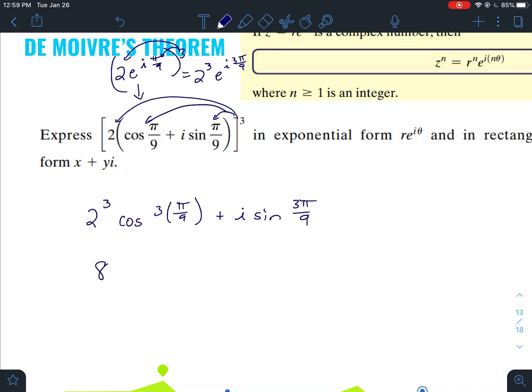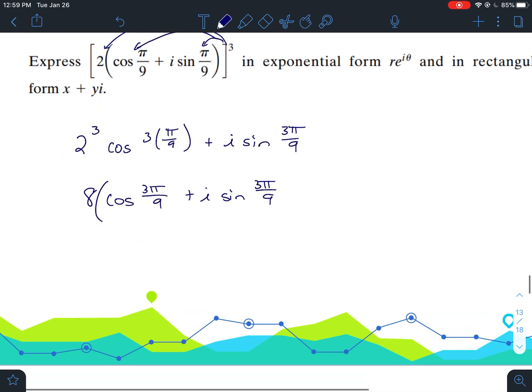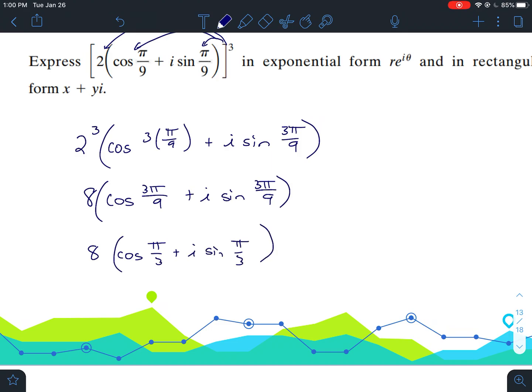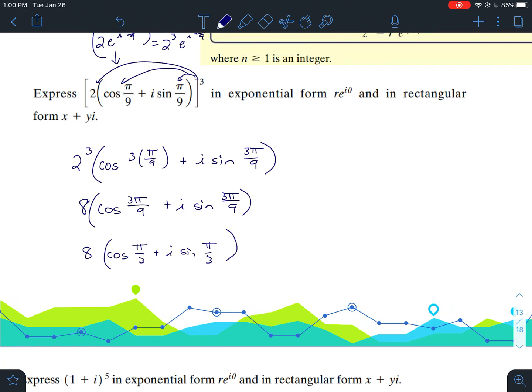And so this is going to become 8, and then it will be the cosine of 3π over 9 plus i times the sine of 3π over 9. And so we would get 8 cosine π over 3 plus i sine π over 3 after we reduce. And that would be my expression in polar form. In exponential form, this would be 8e^(iπ/3).